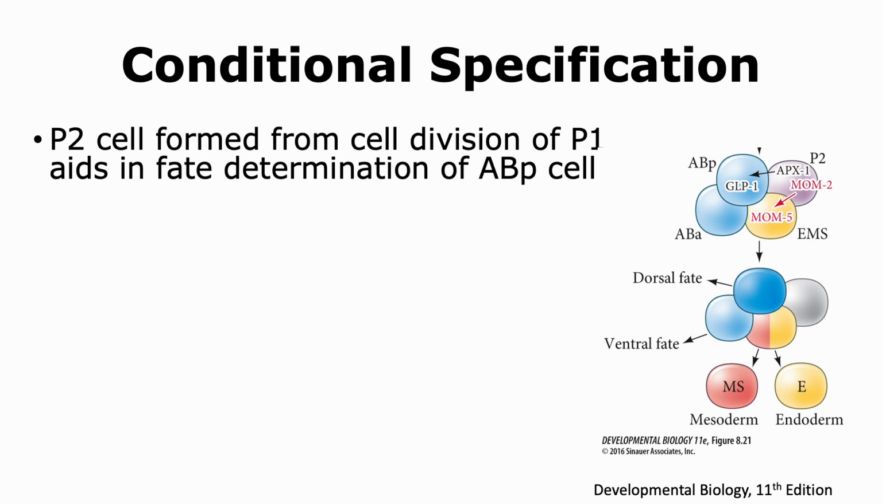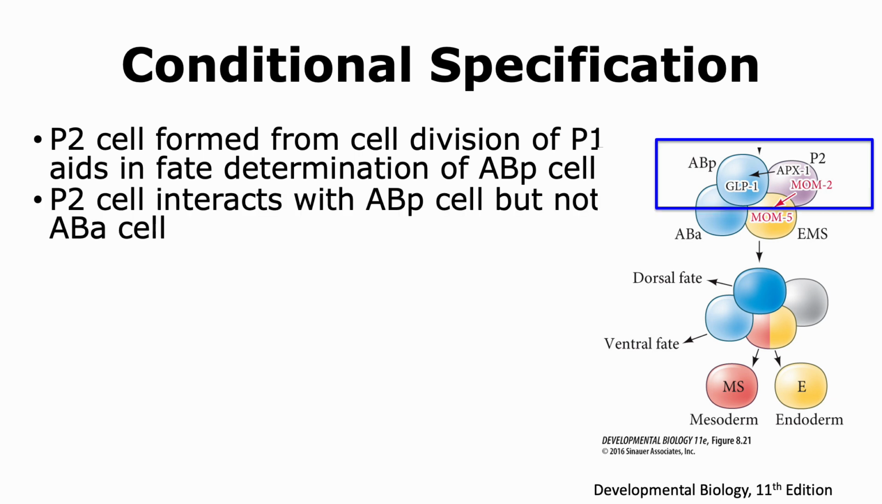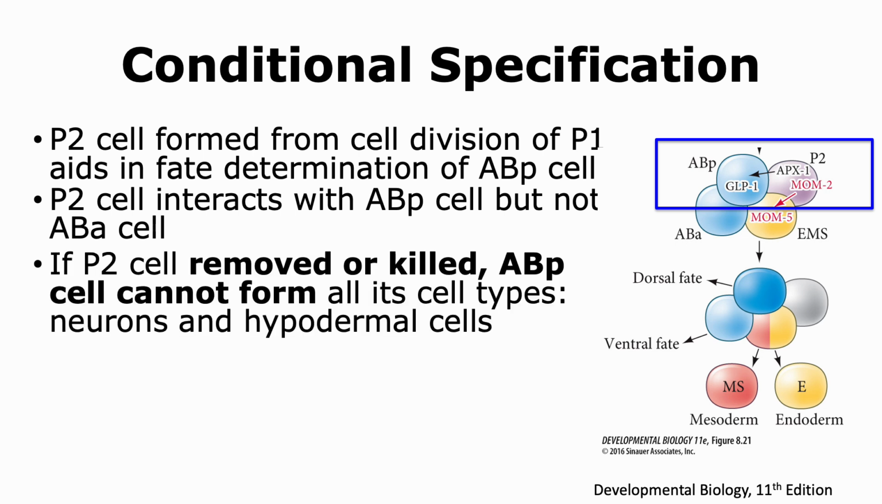The P2 cell that is formed aids in the cell-fate determination of the ABP cell. Just to remind you, ABP cell is the cell that arose from cell division of the AB cell. Now when we look at in the figure the location of the P2 and the ABP cell, they're actually right next to one another, and hence the P2 cell can interact with the ABP cell. However, it's too far away from the ABA cell and hence it does not interact with the ABA cell.